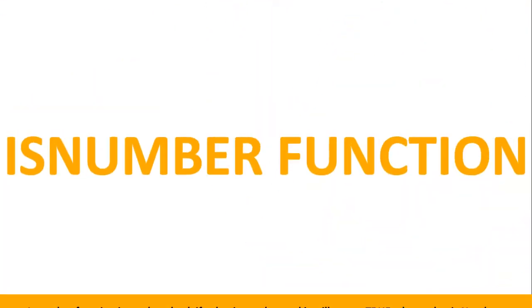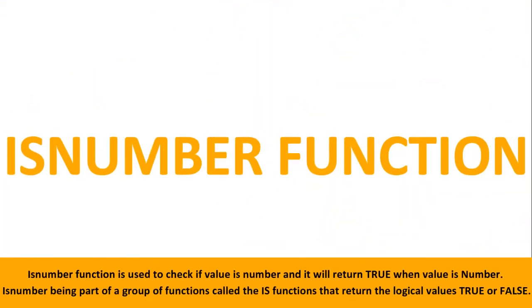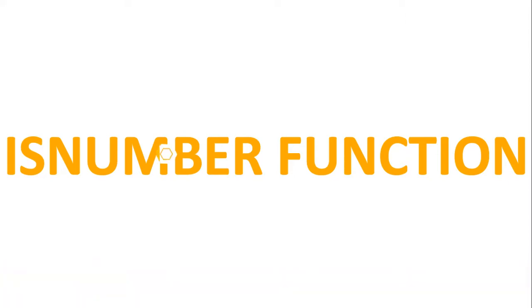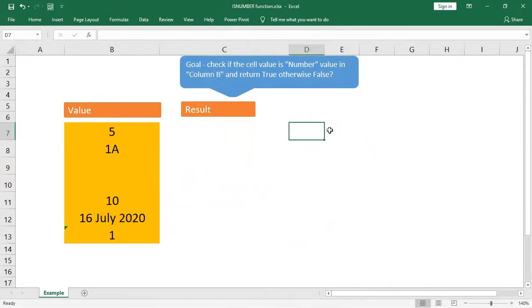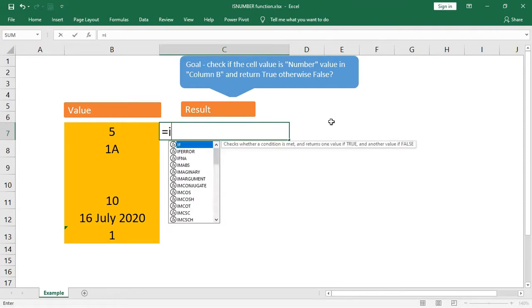So, let's get started. The ISNUMBER function is used to check if a value is a number, and it will return true when the value is a number. ISNUMBER is part of a group of functions called IS functions that return logical values true or false. In this situation, we will check if the selected cell value is a number and return true, otherwise false.